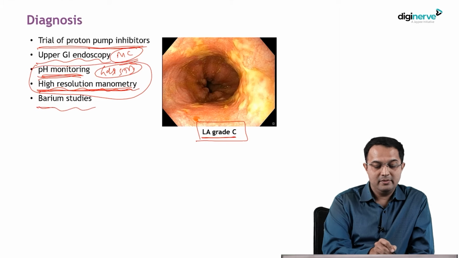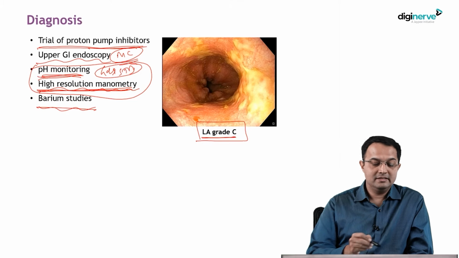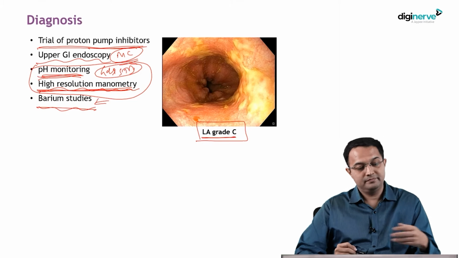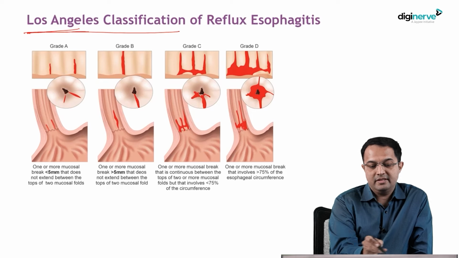Barium studies, previously we used to do this, now it's not of much use, but it can be helpful in patients who have complications of GERD, or after surgery if the patient develops some complications, then barium studies may be useful. So I just showed you the picture of the Los Angeles classification.